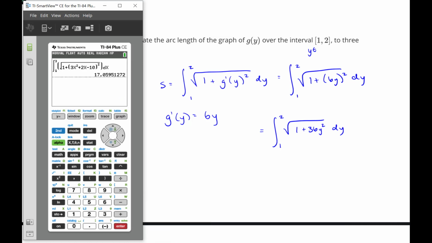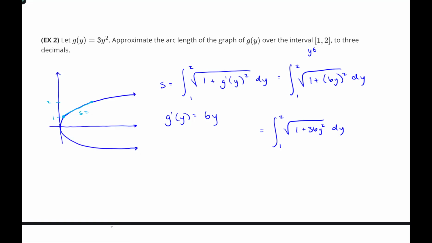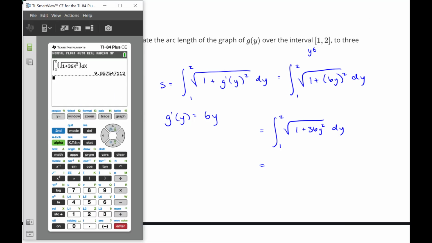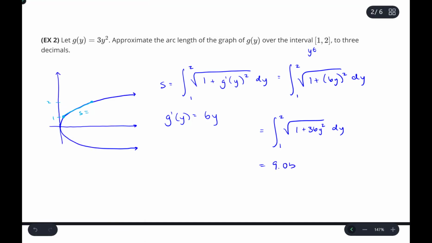We'll just then use fnInt at that point, so math 9, we want the integral from 1 to 2 of the square root of 1 plus 36x squared dx, which results in 9.058 to 3 decimal places.